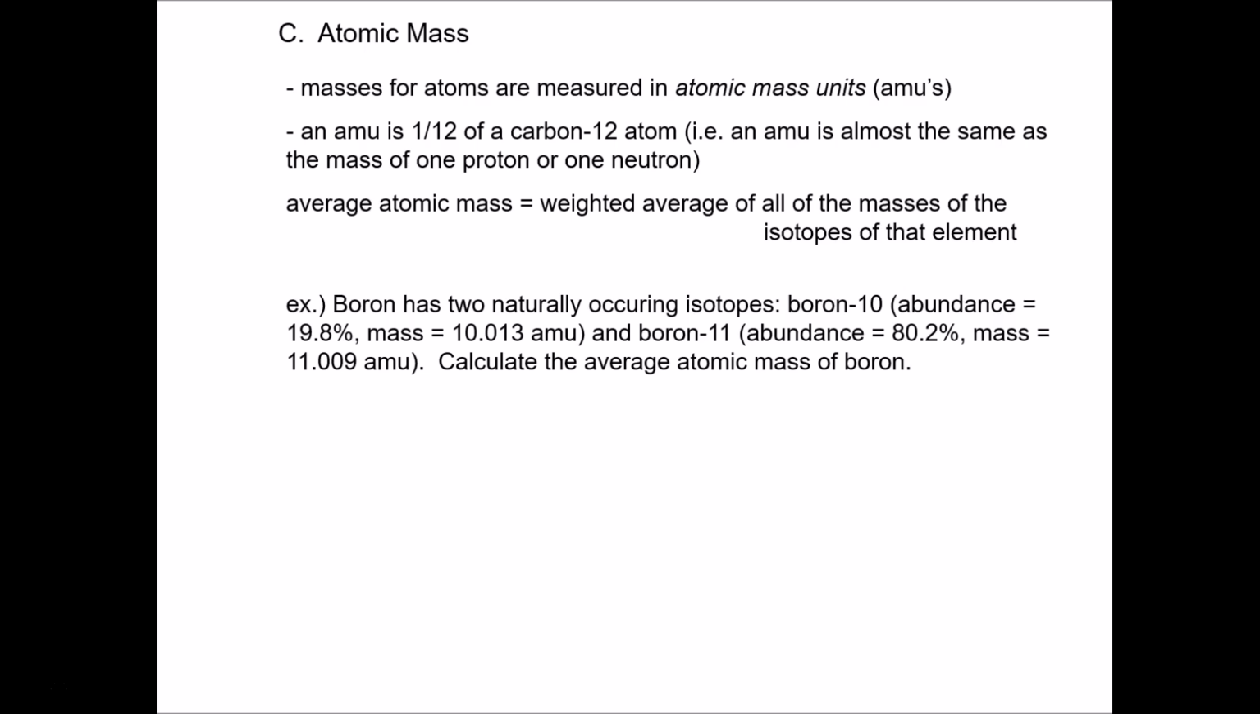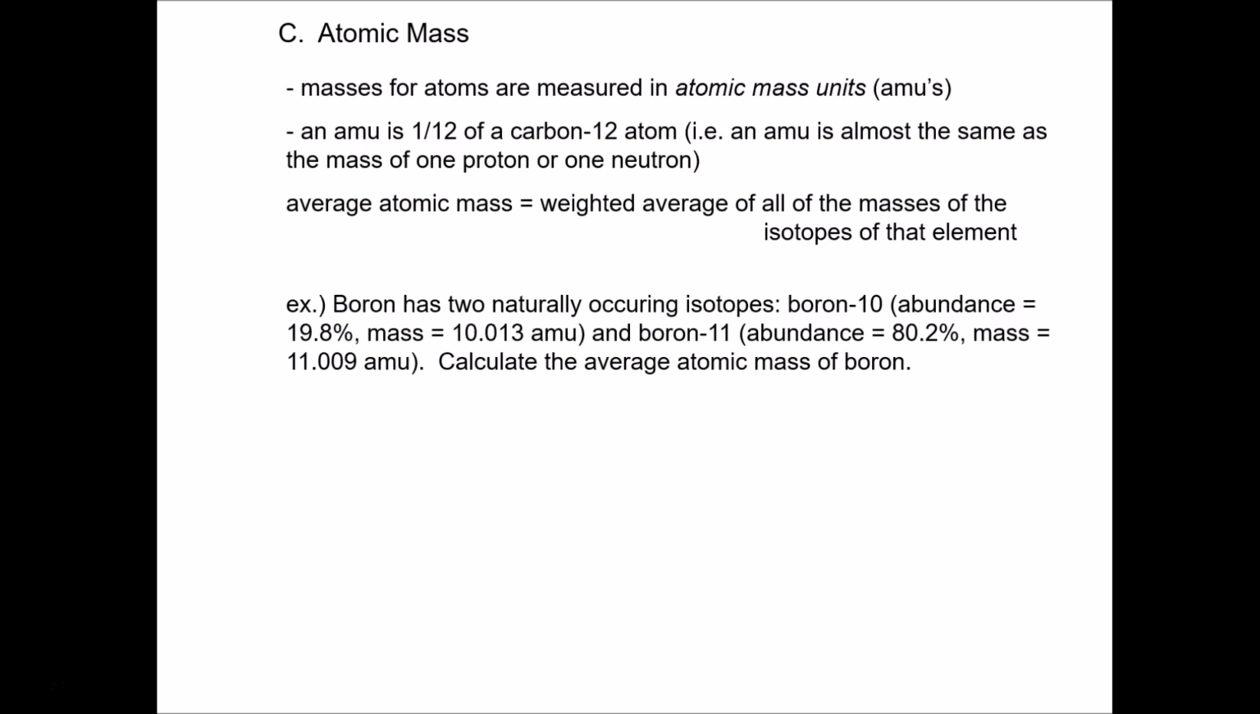In fact, we can look on the periodic table at boron, and we know that boron is element number 5. If it's element number 5, that means it has 5 protons. So boron 10 must also have 5 neutrons, because 5 plus 5 makes 10. Boron 11 must have 6 neutrons, because 5 plus 6 makes 11. So we know how many protons and neutrons they have. But again, if somebody wanted to know the average atomic mass of boron, we can't just take 10 plus 11 and divide by 2.